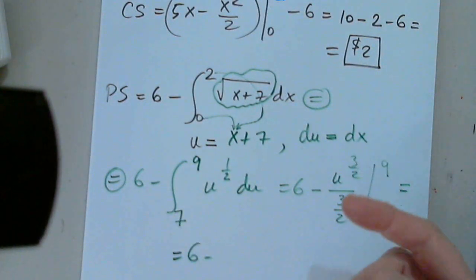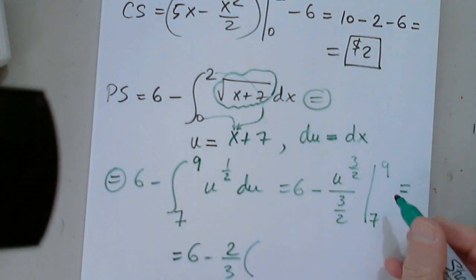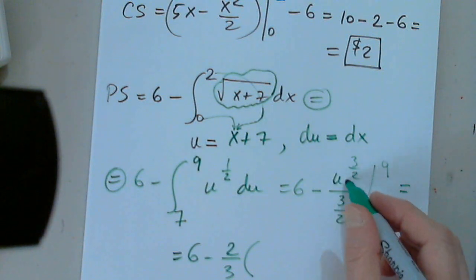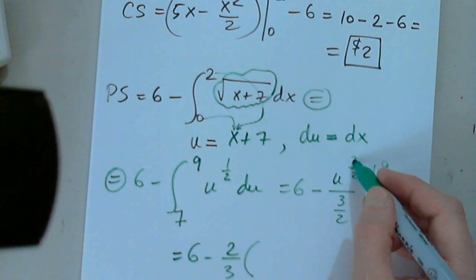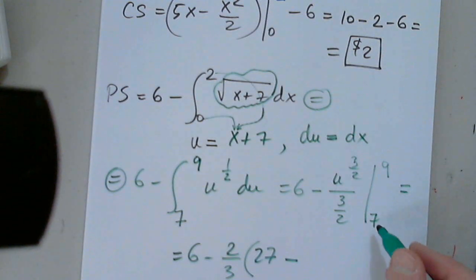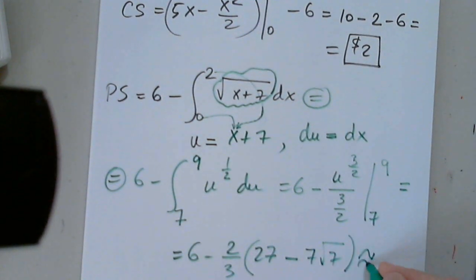6 minus, I have to flip the denominator. I plug in 9. The square root of 9 is 3, 3 to the third is 27, minus. The square root of 7 is the square root of 7. So 7 times the square root of 7. And I need to approximate this.